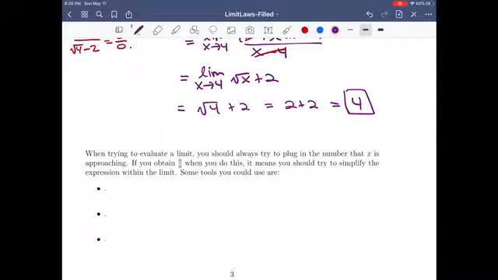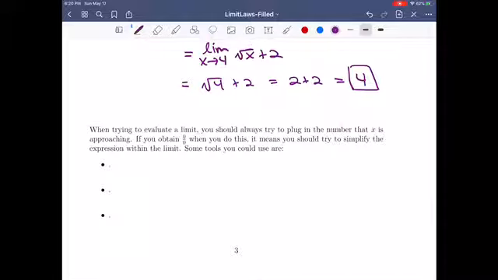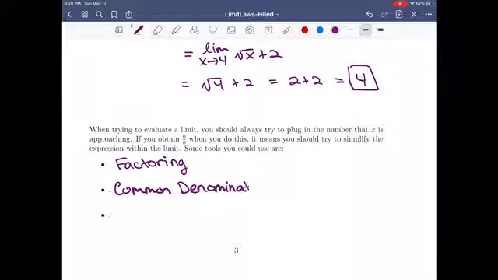Okay, so you need to simplify the expression. So some tools that we have to do that are factoring. Okay, so if you have polynomials, you might want to try and factor them. If you have fractions, sometimes simplifying them with common denominators can work. Or you can just multiply by the common denominator. And then the last tool that we just used is to multiply by the conjugate.